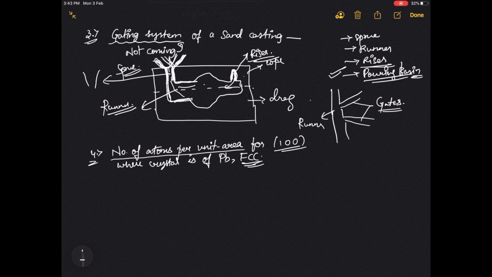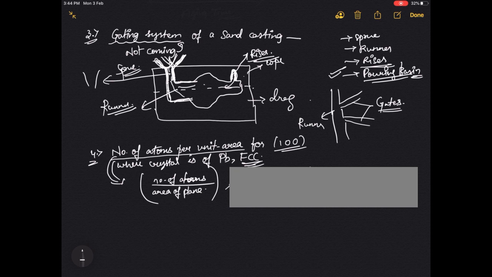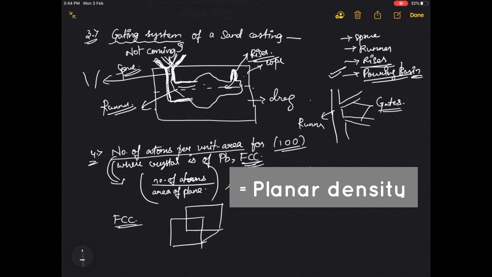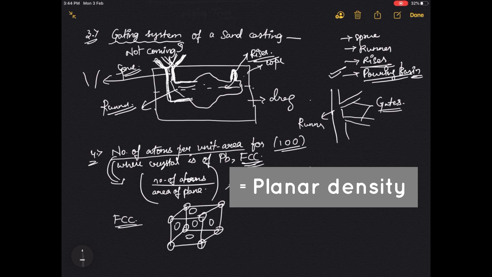Now this is a tricky question actually. So usually what they ask is the number of atoms divided by the area of the plane. So now the question is, they gave an FCC. Firstly, you must know what an FCC crystal looks like. I think everyone must be knowing it now, where you have all the 8 corner atoms and there are different face centered atoms here.